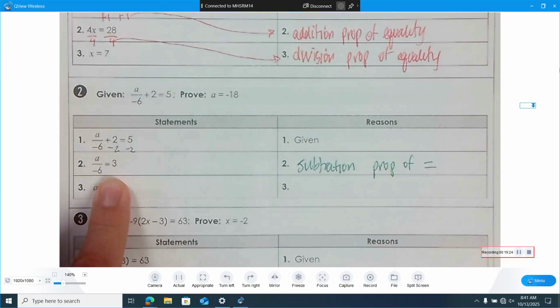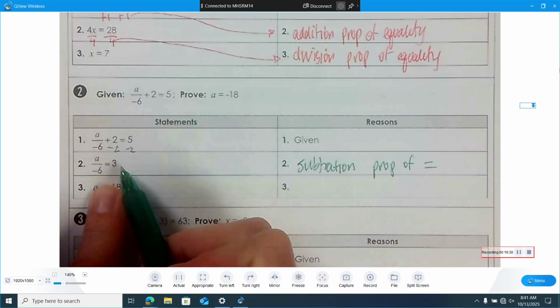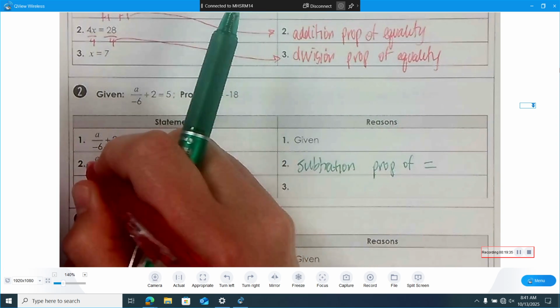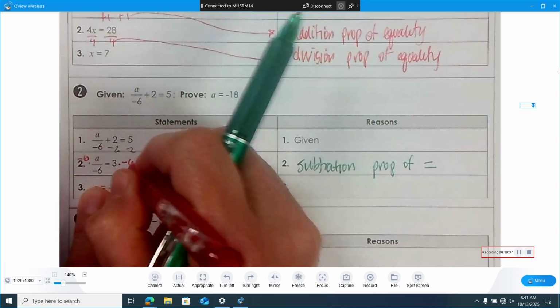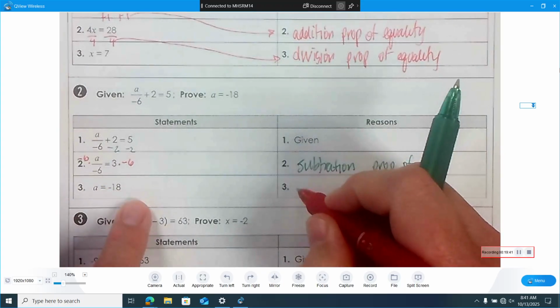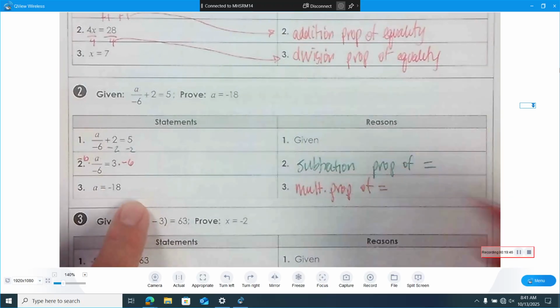Subtraction property of equality. Now, if I have a divided by -6, multiply. Very good. How do we get a by itself? We multiply both sides by -6. And so that would be the multiplication property of equality.